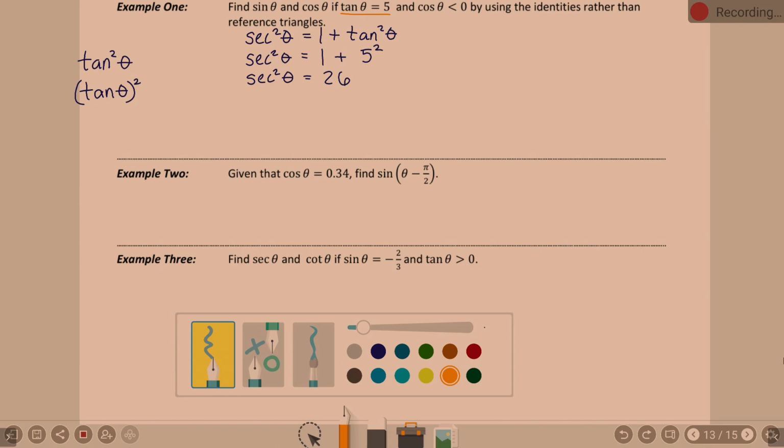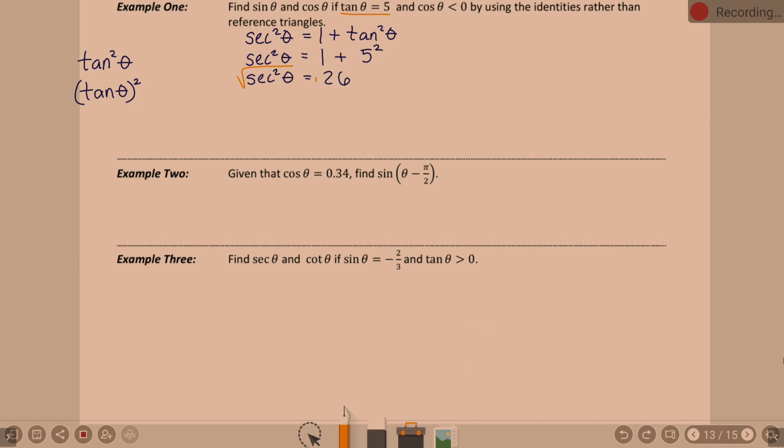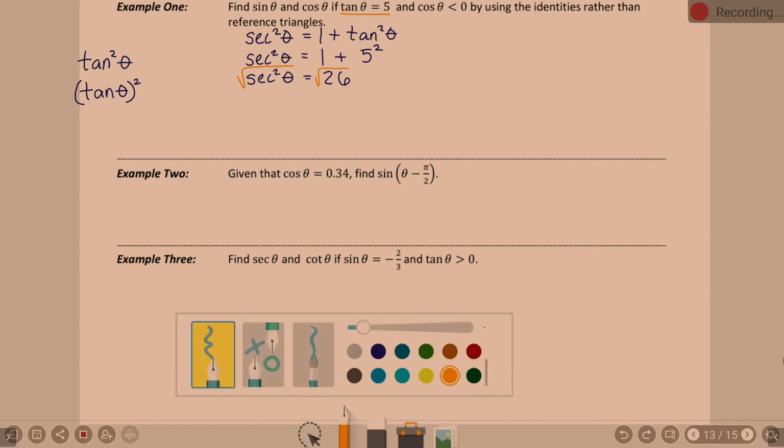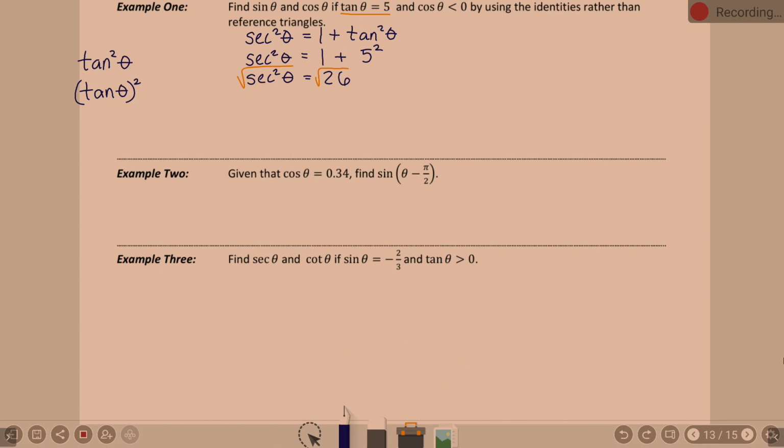Okay. Math skills. How do we solve? Square root. If this is secant squared theta equals 26, let's try and find secant theta, which means we're going to take the square root. If I square root one side, I square root the other side. The square root of secant squared theta is just going to be secant theta. What about the square root of 26?